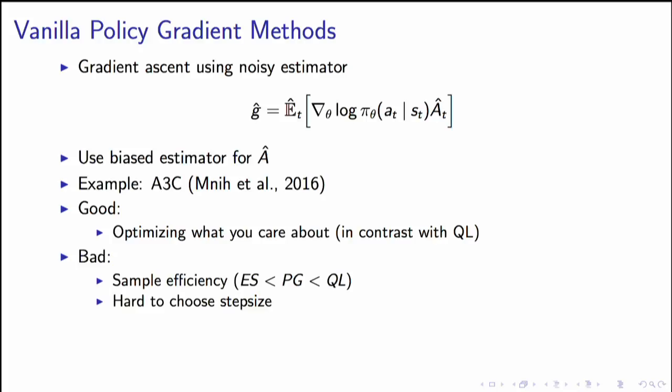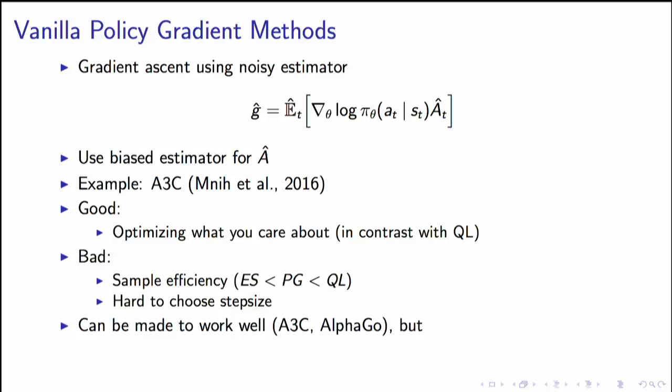Well, it's harder than in supervised learning because the distribution of inputs changes over time. So as you update your policy, you start seeing a different distribution of observations and a different distribution of rewards. So since the statistics of the inputs are changing, it's hard to choose a step size that'll work for the whole optimization process.